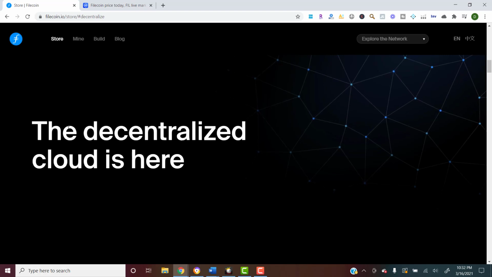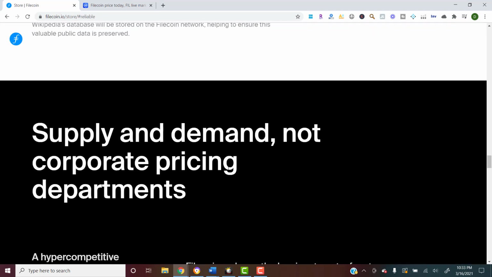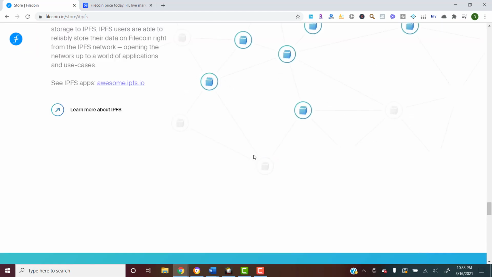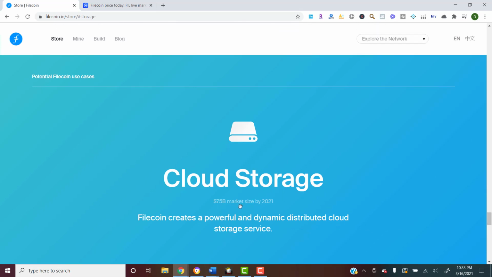The problem with it is the supply and demand aspect of it, there's an imbalance on that, okay? In terms of overall demand, and I want to show you guys this, it's all the way down at the bottom right here. The overall demand for this is uber high, a $75 billion market size for cloud storage in 2021, okay? Filecoin is looking to disrupt that industry.